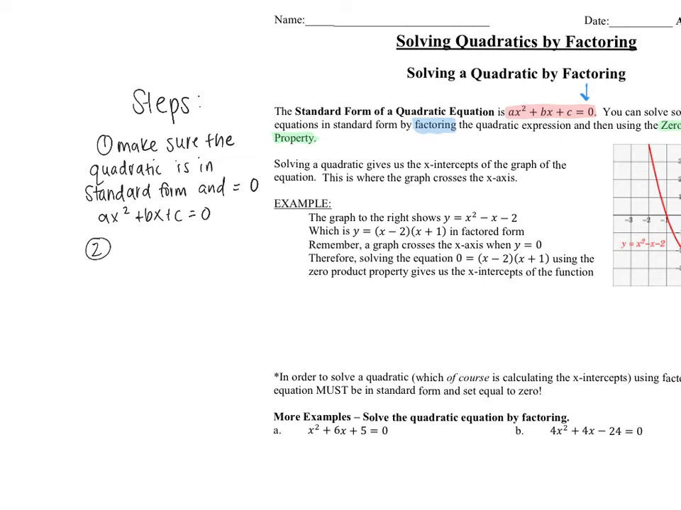Step 2 will be to factor. And here we learned factoring when a is equal to 1 and when a is greater than 1. So those are the two different ways of factoring that we learned.